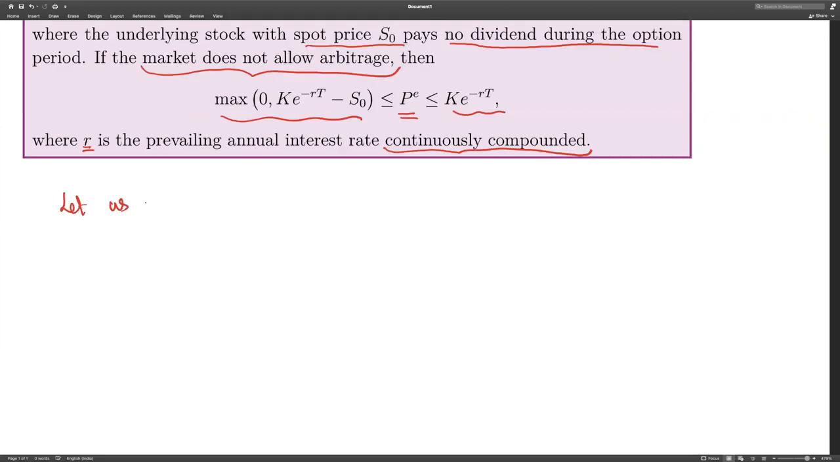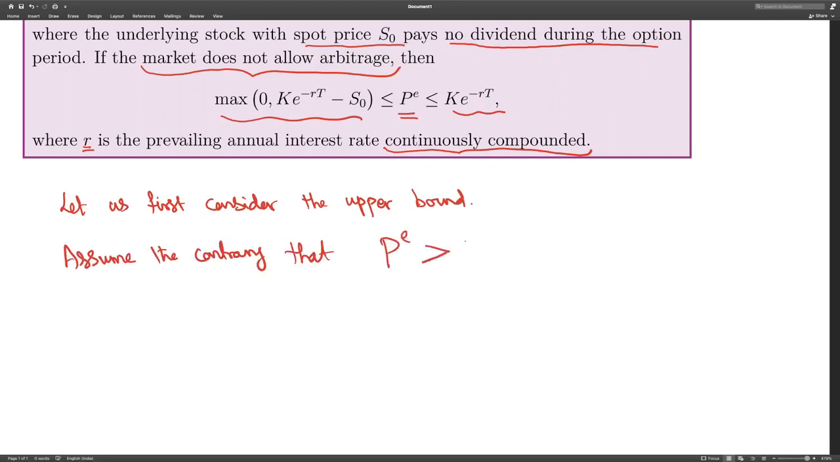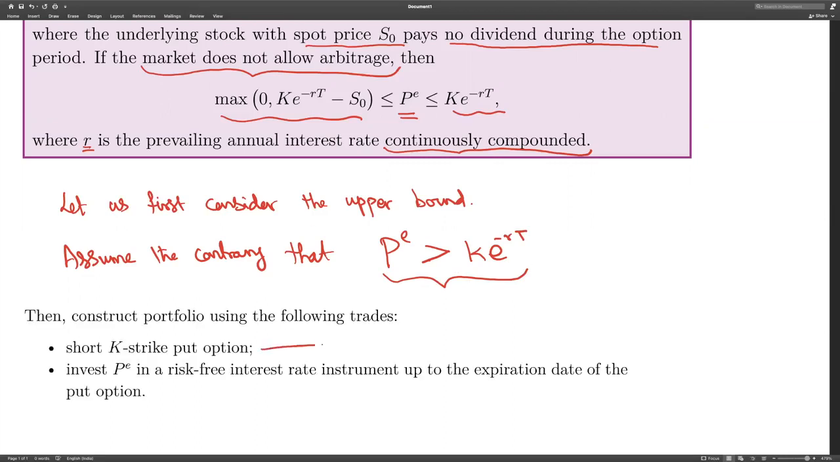Let us first consider the upper bound. Assume the contrary, that PE is strictly greater than K e to the power of minus R capital T. Now this assumption should lead to the construction of an arbitrage portfolio where the trades can be given by: first, short the K strike put option. Thereby you will get the premium PE that you invest in a risk-free interest rate. For instance, you can simply put it in your savings account.